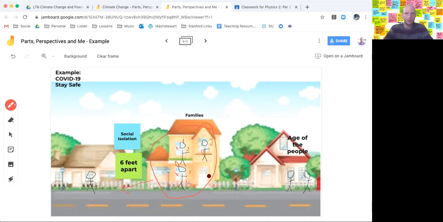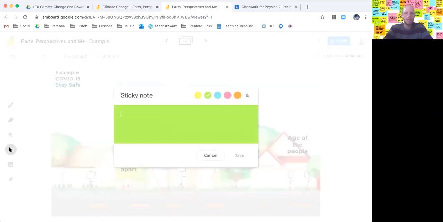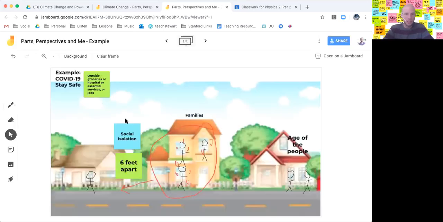So let's see, what are some other parts of this system? I mean, ideally we would all stay inside all the time, but sometimes we have to go outside for groceries or go to the hospital, or essential services, or some people still have jobs. So I'm going to put all of those things, all those reasons to go outside, as another part of this.